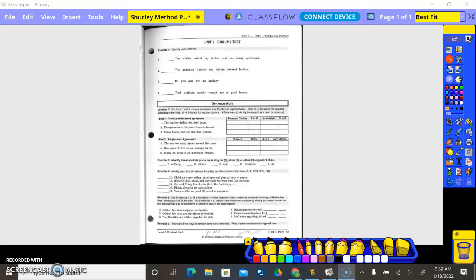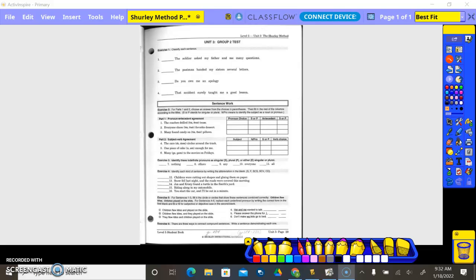Fifth grade Shurley method, page 29, part 2. Exercise 2. For parts 1 and 2, choose an answer from the choices in front of you. Then fill in the rest of the columns according to their titles. S or P stands for singular or plural. In/pro means to identify the subject as a noun or a pronoun.